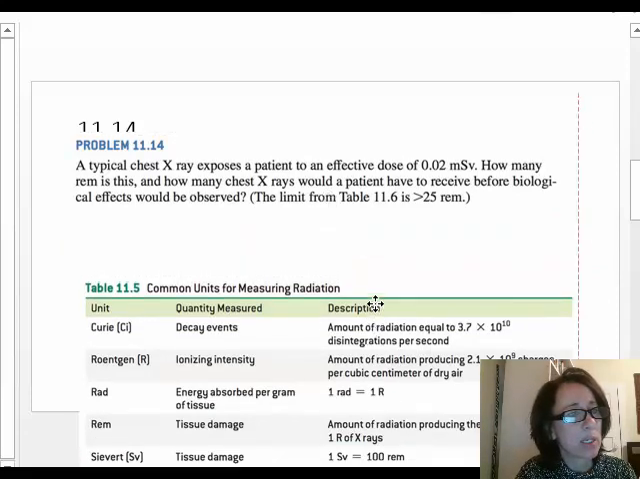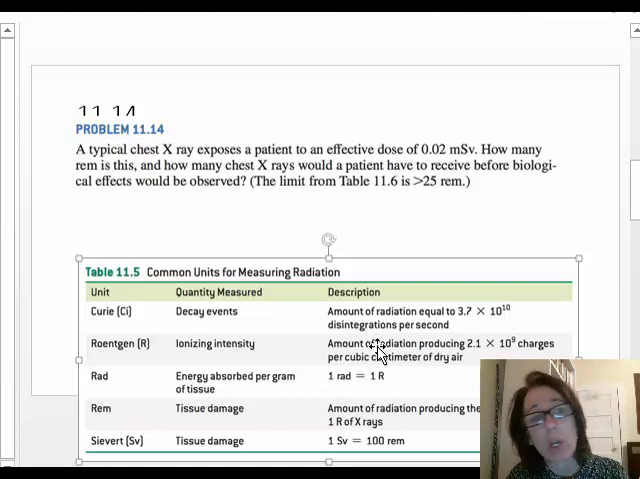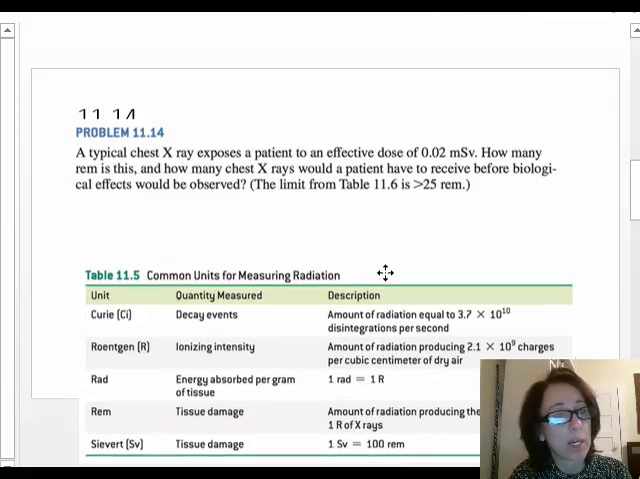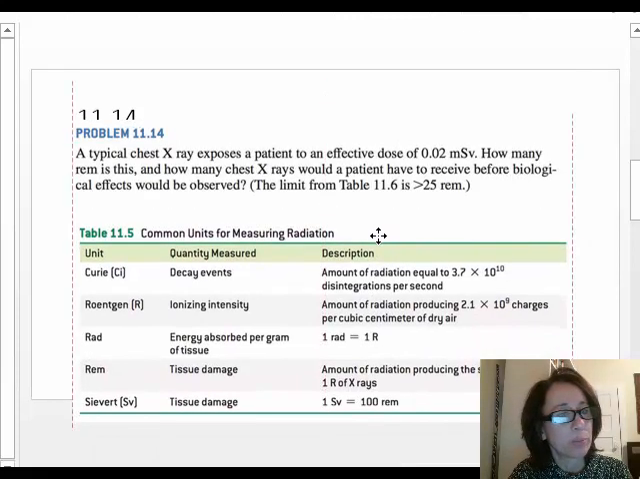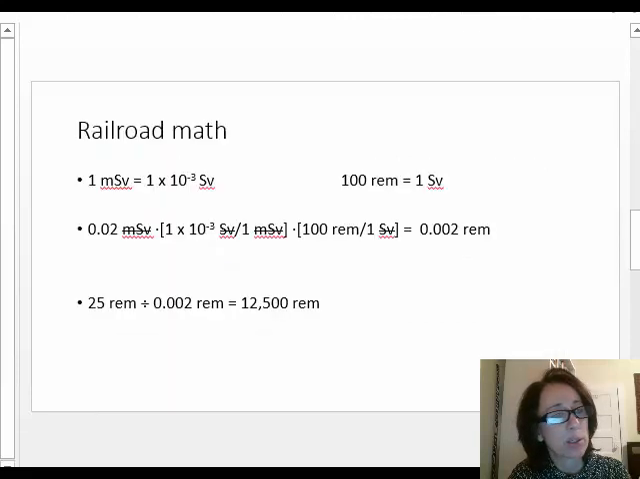The next question is, a typical chest x-ray exposes a patient to an effective dose of 0.02 milli-SV. How many REM is this, and how many chest x-rays would a patient have to receive before biological effects would be observed? And the limit from table 11.6 is greater than 25 REM. So if we look at table 11.5, we see there is a conversion factor between SV and REM, and so we need some conversion factors.